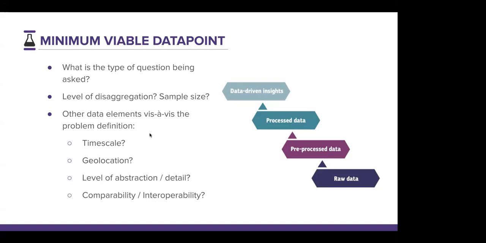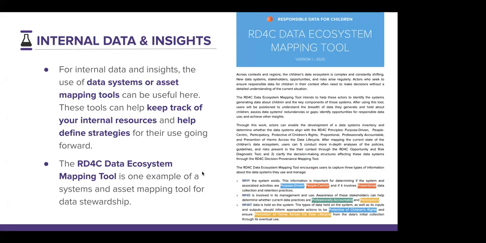But then other elements, like for instance, do I need data about the time when something happened, right? Do I need a time scale? Do I need a timestamp? Do I need geolocation? Do I need data about where that phenomenon happens? What's the level of abstraction that I need? And to what extent do I need data that is interoperable as well?